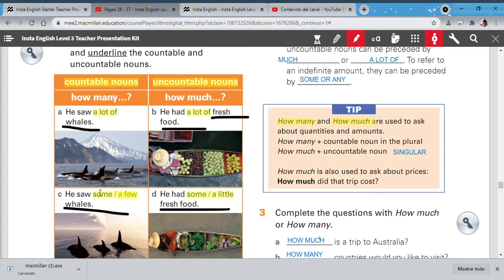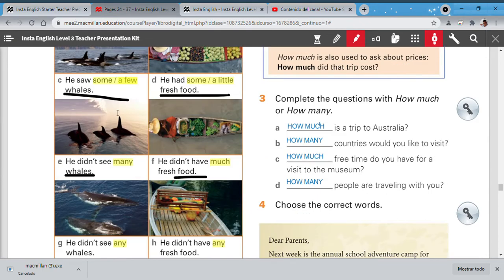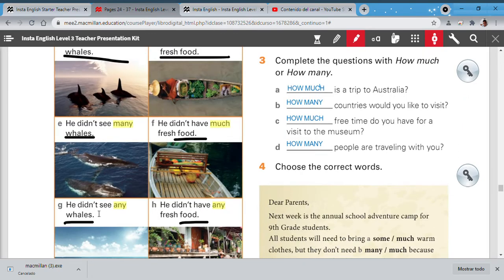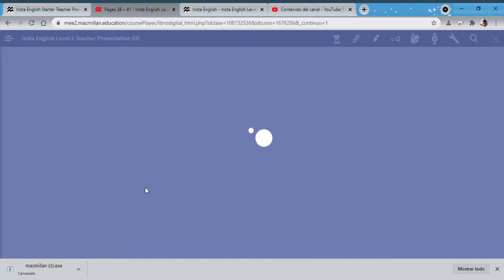Some, algunas. Remember, we're in countable nouns. He didn't see many whales. Many like muchos, muchas. Or he didn't see any whale. Any or many. Okay? Now here, with uncountable. With uncountable, remember, it's impossible to count.